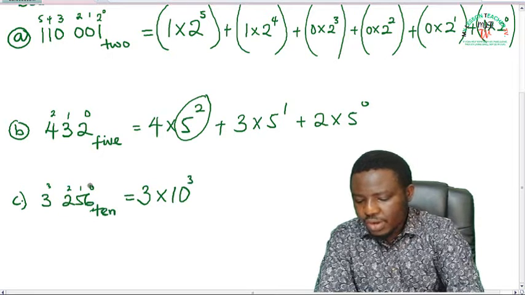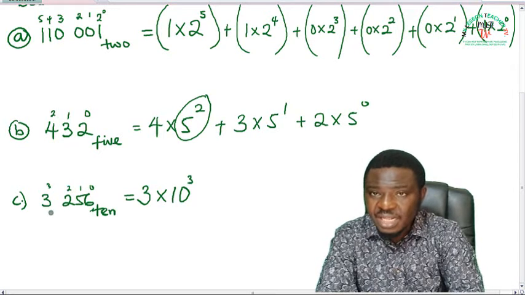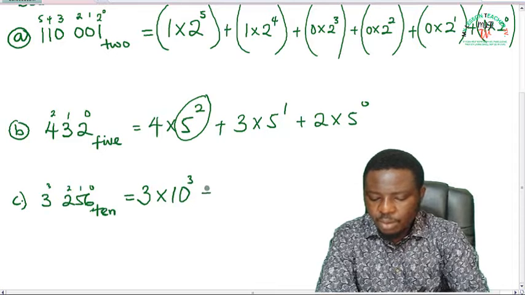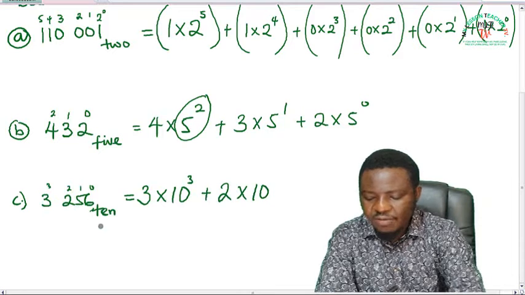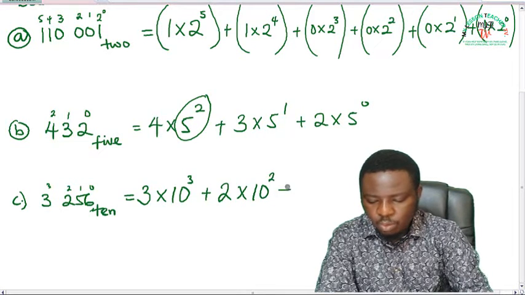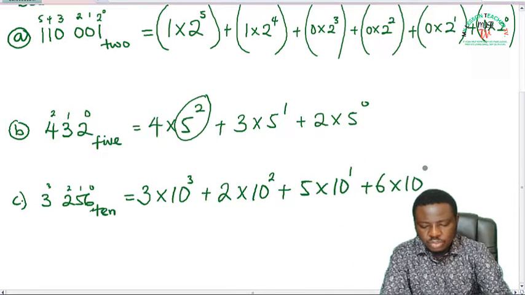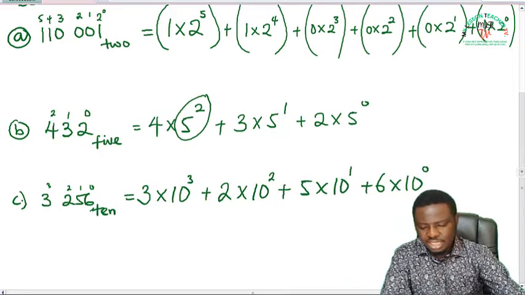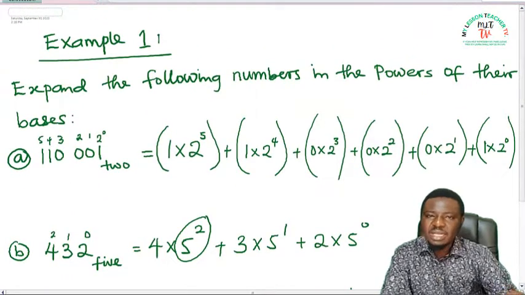If you cannot write the place values from 0 upwards, you can just count the number of digits after that number, and that gives you the place value. So this is 3 times 10 raised to the power of 3, plus, pick the second number, which is 2, times 10 raised to the power of, how many digits do I have after it? It is 2, plus 5 times 10 raised to the power of 1, plus 6 times 10 raised to the power of 0. So this is how you can express numbers in number-based systems in expanded form.